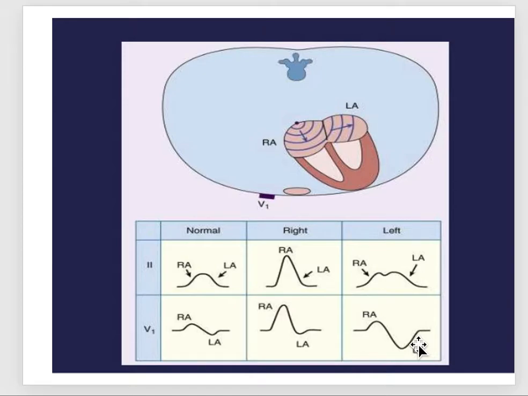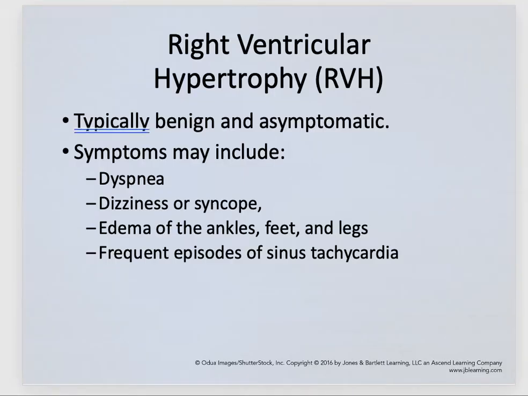Anyways, you might need to pause and rewind my voice and go over that again. So if the atrium is enlarged, the P wave is going to look different. If it's a right side, you're going to see a tall peaked P wave. If it's a left side, you're going to see more of a notch in lead 2 and a biphasic in lead V1. Let's look down at the ventricle, because again, as I mentioned, this is what we see more commonly.